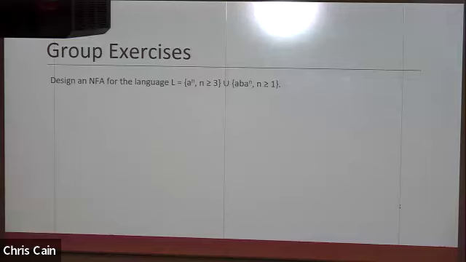Okay, so let's switch the side. Here we need 3 a's in a row for it to work. So then we just go one more.